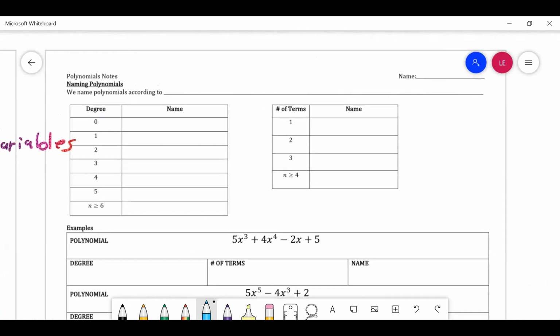So real quick, guys, you do need this part. Should we go to the next page? If you're at home, if you don't have this printed out, I would write this down, though.